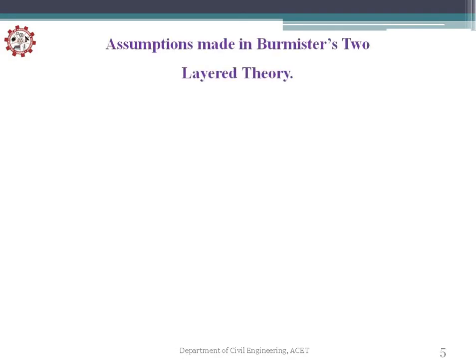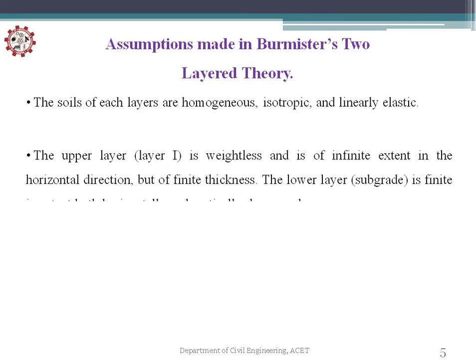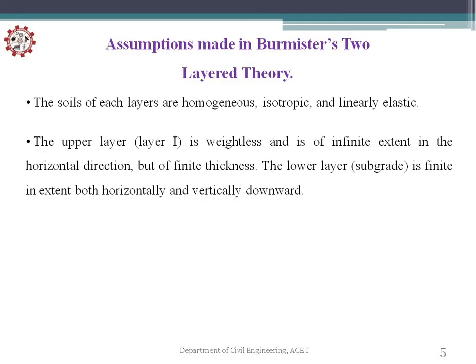Next is assumptions made in Burmister's two-layer theory. The soils of each layer are homogeneous, isotropic and linearly elastic. The upper layer, layer 1, is weightless and is of infinite extent in the horizontal direction but of finite thickness. The lower layer, subgrade, is infinite in extent both horizontally and vertically downward.